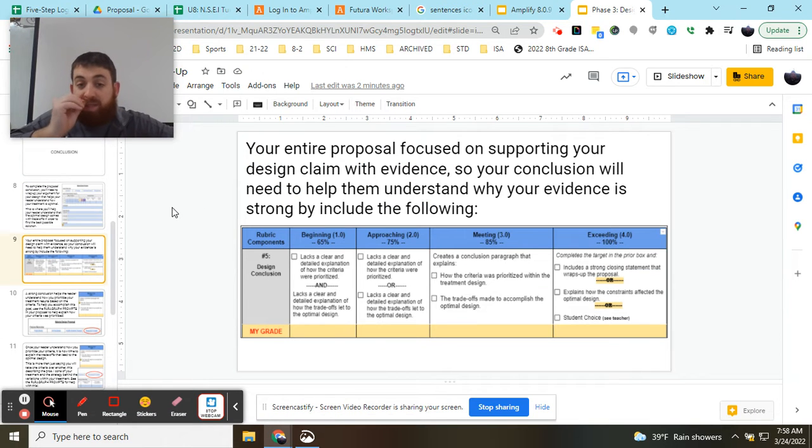Your entire proposal focused on supporting your claim with evidence. So you're going to need to prove why your evidence is the strongest using the following. You're going to need to create a conclusion paragraph that explains how the criteria was prioritized within the treatment design. So why you chose cost and then side effects and then resistance level, or whatever your order is, and then what the trade-offs were to help you accomplish that optimal design. So you're not just telling me I'm going to be okay with a higher cost. You're going to tell me how you got to that higher cost if it means lower side effects and such.